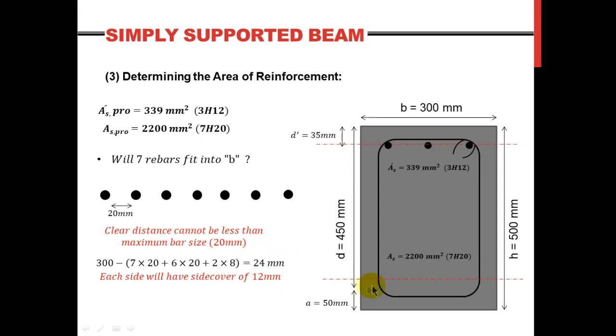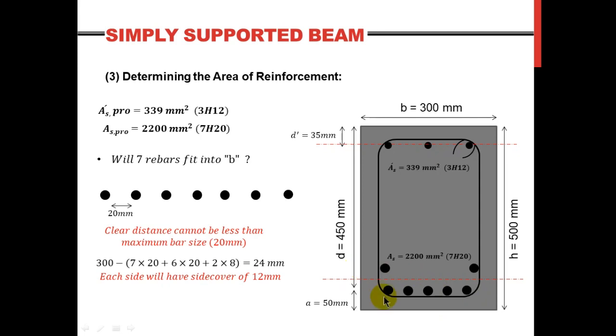That means I'm leaving a space of what? 12 millimeter here, and another 12 millimeter here. I don't even have to go back and check this by the code. 12 millimeter is way too small, and so I'm going to change my arrangement.